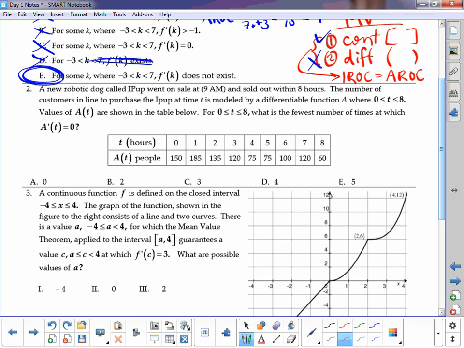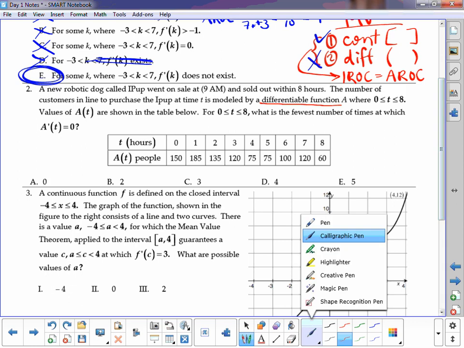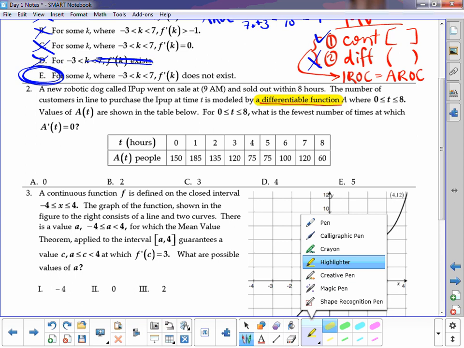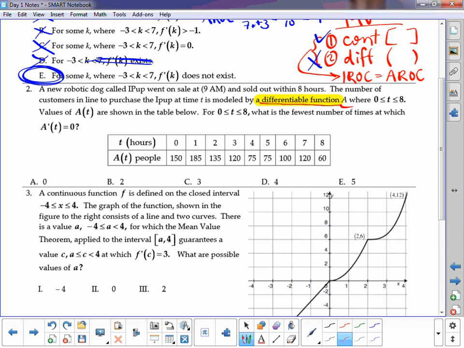Let's break this down a little bit. We see that it says it's modeled by a differentiable function. That is a key and very important word for us. If they tell us that our function is differentiable, that automatically means it is also continuous. Differentiability implies continuity. So we have that it meets both requirements of differentiable and continuous. So we know we can apply mean value theorem.